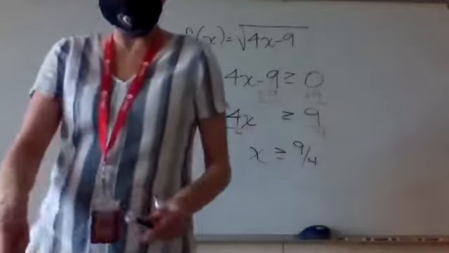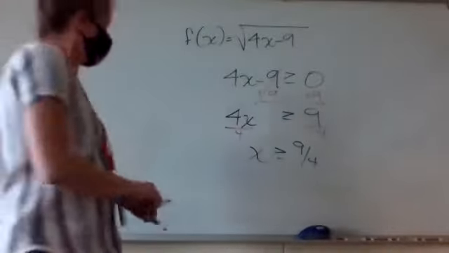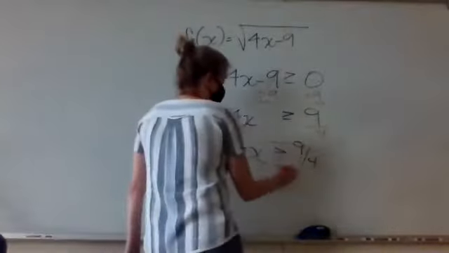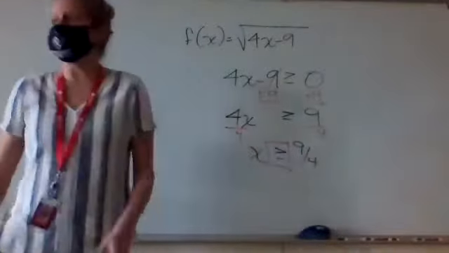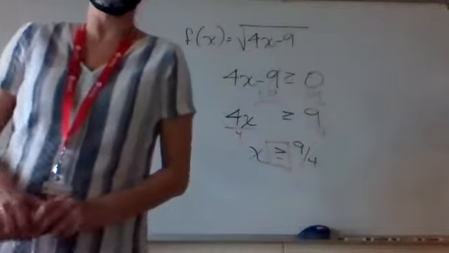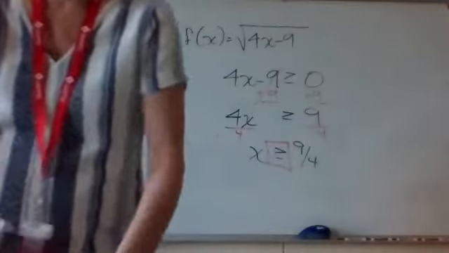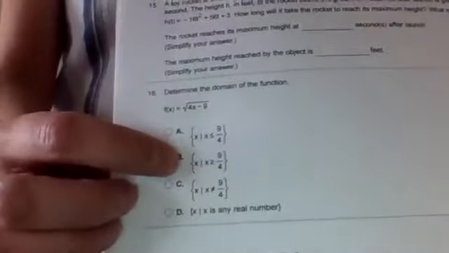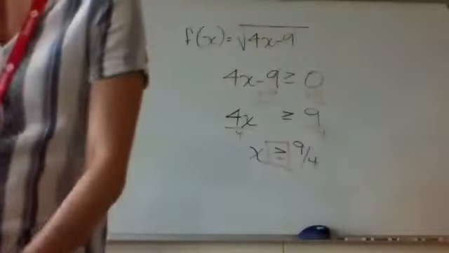So just be careful. This is a multiple choice. All the numbers look similar. This is what's different in all your answers. Just make sure you're choosing the one that is greater than or equal to, right? Which, if you're looking at this one, would be the B. So they all have that 9 fourths, so you're just making sure you choose the greater than or equal to symbol.